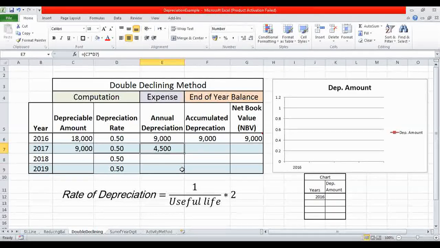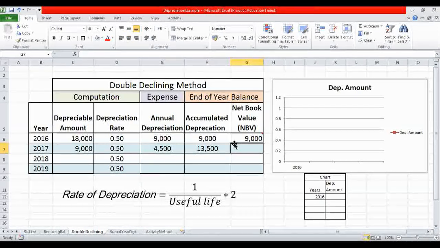Now 4,500. Now accumulated depreciation will be again 9,000 plus 4,500. So we are going to write over here. I'm simply using the same method, the same way to calculate as we did in the last. The only difference between these methods is the way to calculate the rate of depreciation. So 13,500.